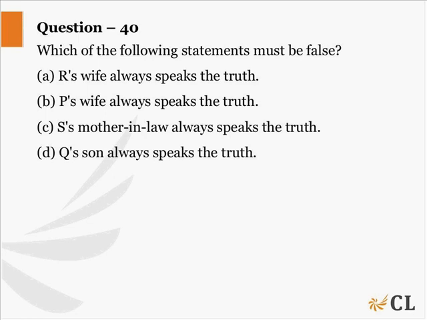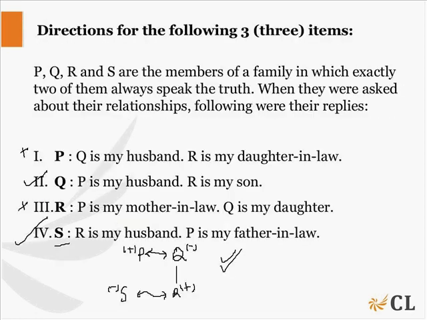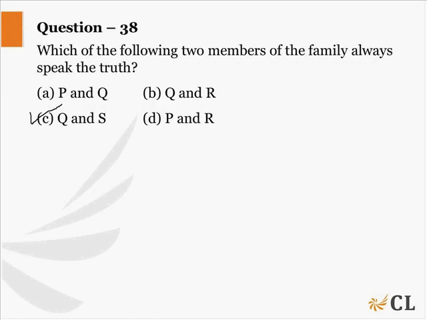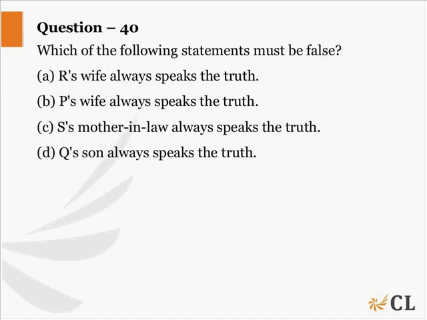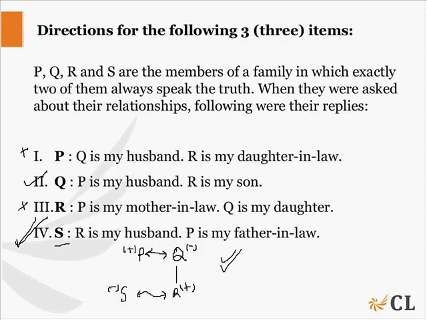40th says, which of the following statements must be false? First says, R's wife always speaks the truth. See this. Who is R's wife? S. And S always speaks the truth? Yes. That means the first statement is right. But he is asking for the false statement. Second says, P's wife always speaks the truth. Who is P's wife? Q. Again, Q also speaks the truth. So this is also right. Cannot be my answer.